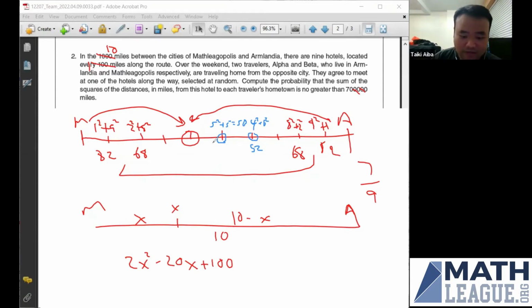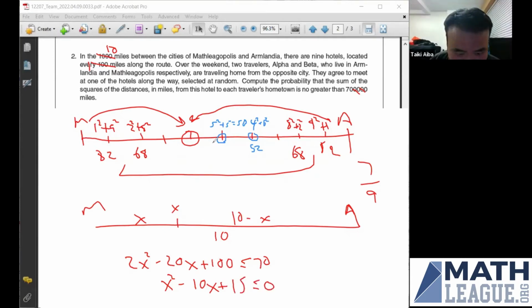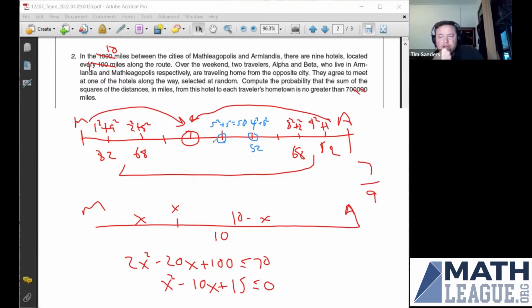I believe so, yes. All right. And then that's supposed to be no more than 70. So we want this to be less than or equal to 70. We could just divide everything by 2 and move the 70 over. So x squared minus 10x plus, I believe this is going to be 15 now. Is 50. Wait. Did I get that right? I subtracted 70 from both sides. Oh, never mind. Yes. Okay.